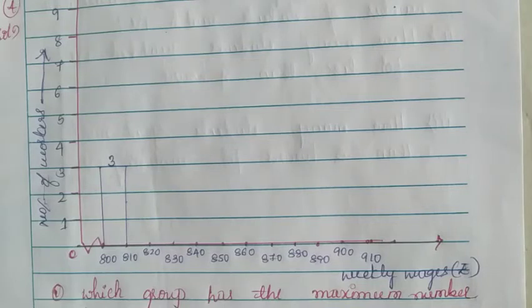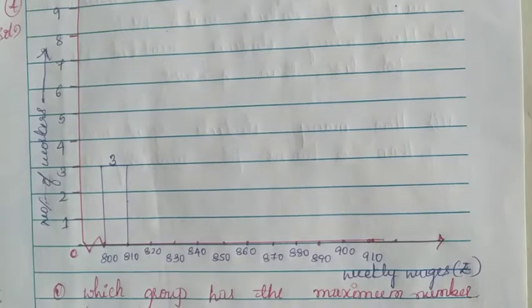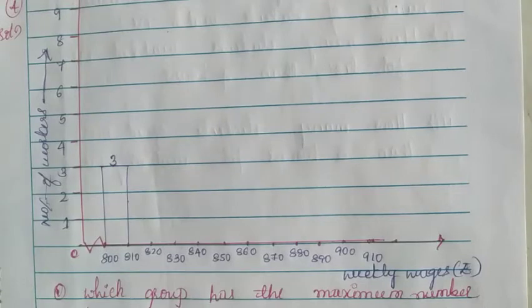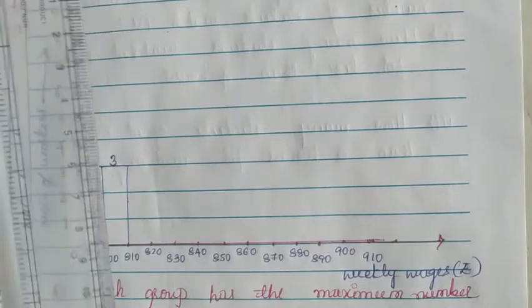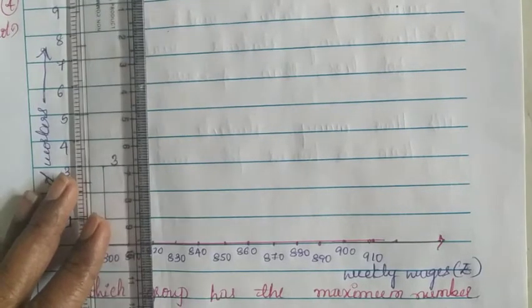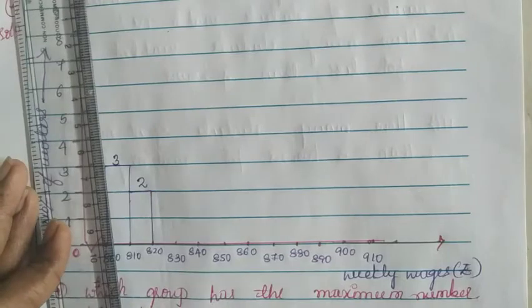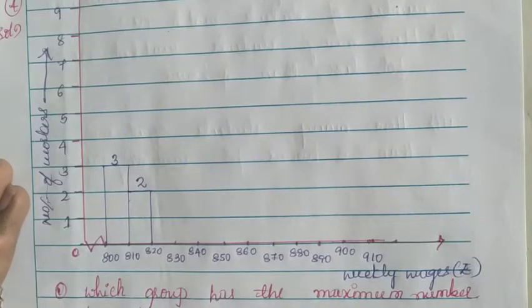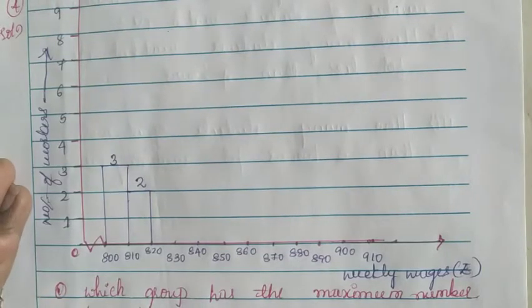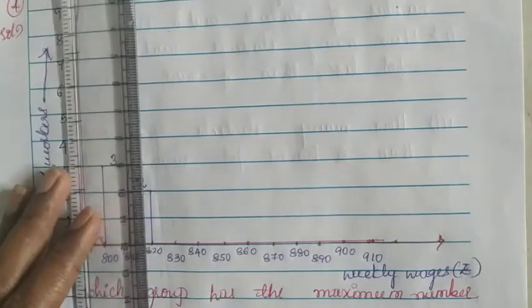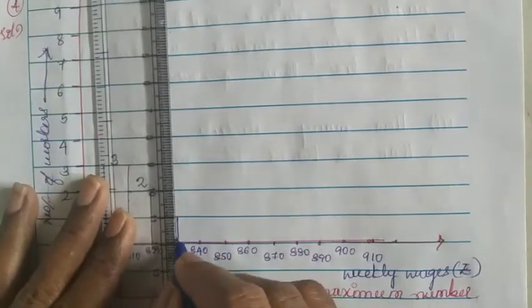Next group is 810 to 820. Yes, in that group the frequency is only 2. Now let us draw like this. Frequency is how much here? 2. Next group is 820 to 830. The frequency is only 1.